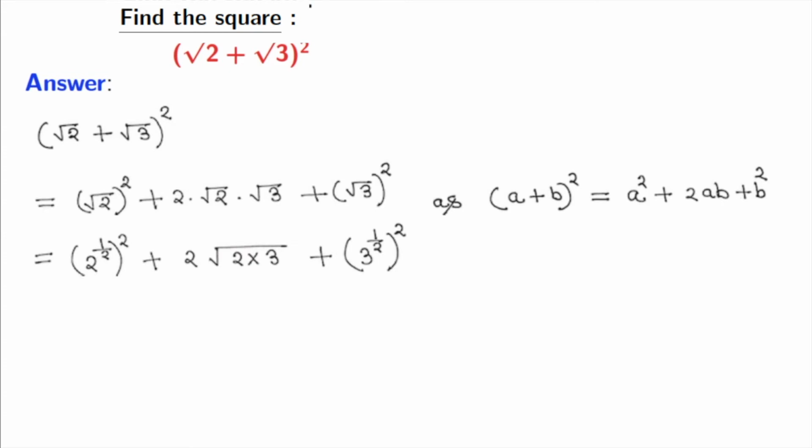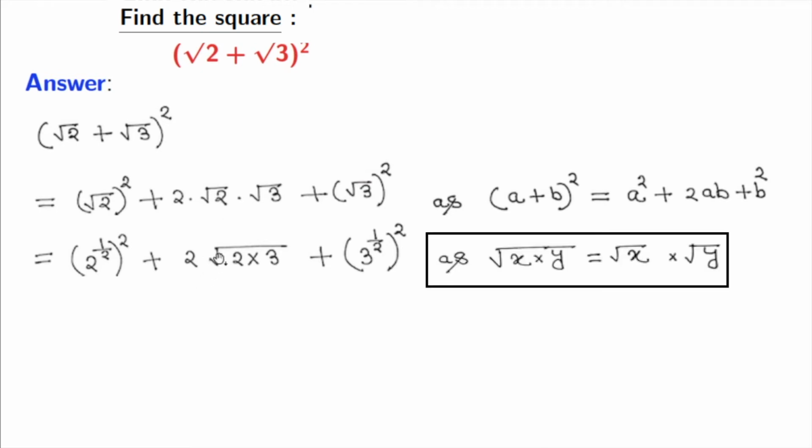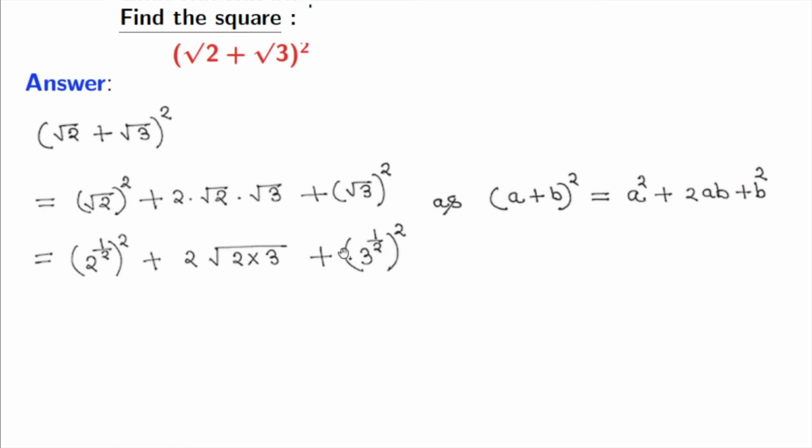Now let's move. We will write it as 2 power half power 2, as we can write square root as power half, and we will write it as 2 root 2 times 3, as we know that root x times root y is equal to root of x times y, plus we will write it again as 3 power half power 2. Here the same formula is used.